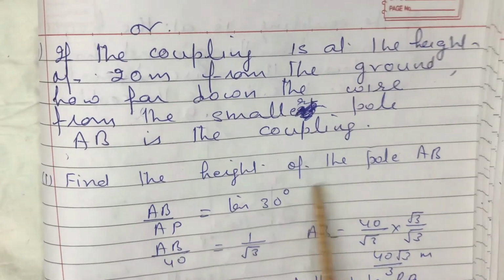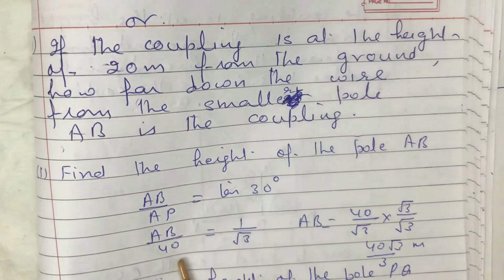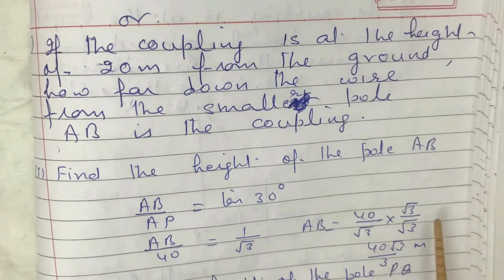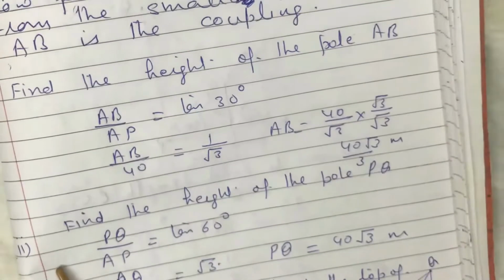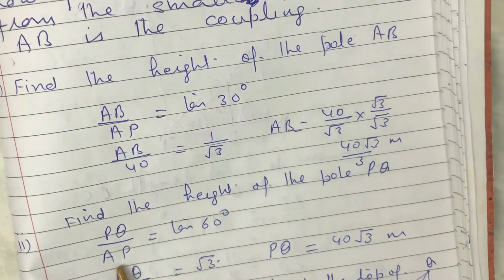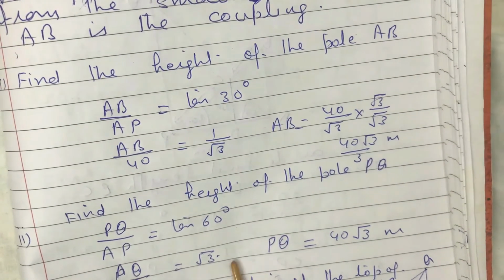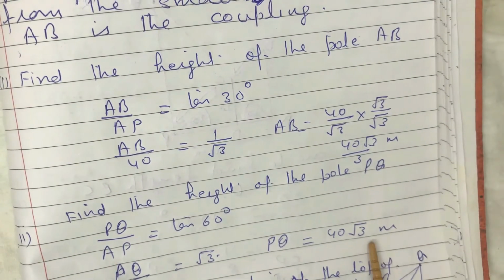So height of the pole AB: AB by AP is tan 30 degree. AB by 40 is equal to 1 by root 3. AB is equal to 40 by root 3. If you rationalize it, you will get 40 root 3 upon 3. Second is find the height of the pole PQ. PQ by AP is tan 60 degree. PQ by 40 is equal to root 3. PQ is 40 root 3. So we got answers of two questions.